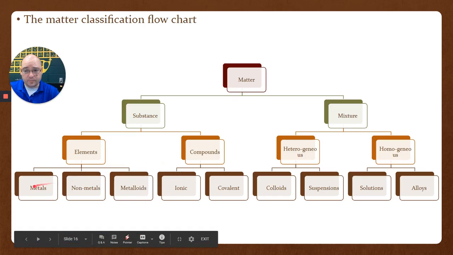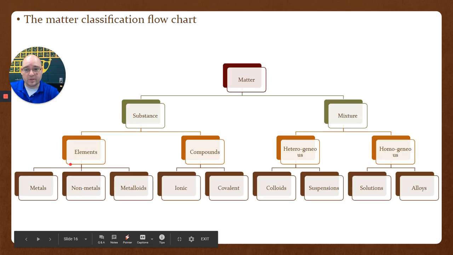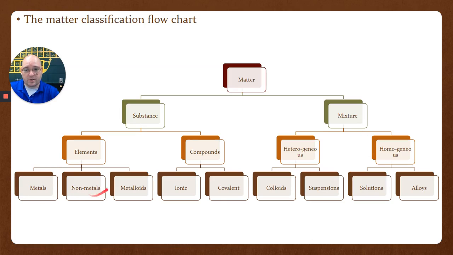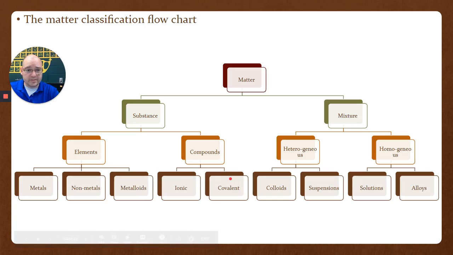So elements are broken up into three categories. We'll talk about this when we discuss the periodic table later. Elements are either metals, nonmetals, or metalloids. The vast majority of elements are metals. Compounds are either ionic or covalent. We're going to spend lots of time talking about this in a few weeks. So that's substances.